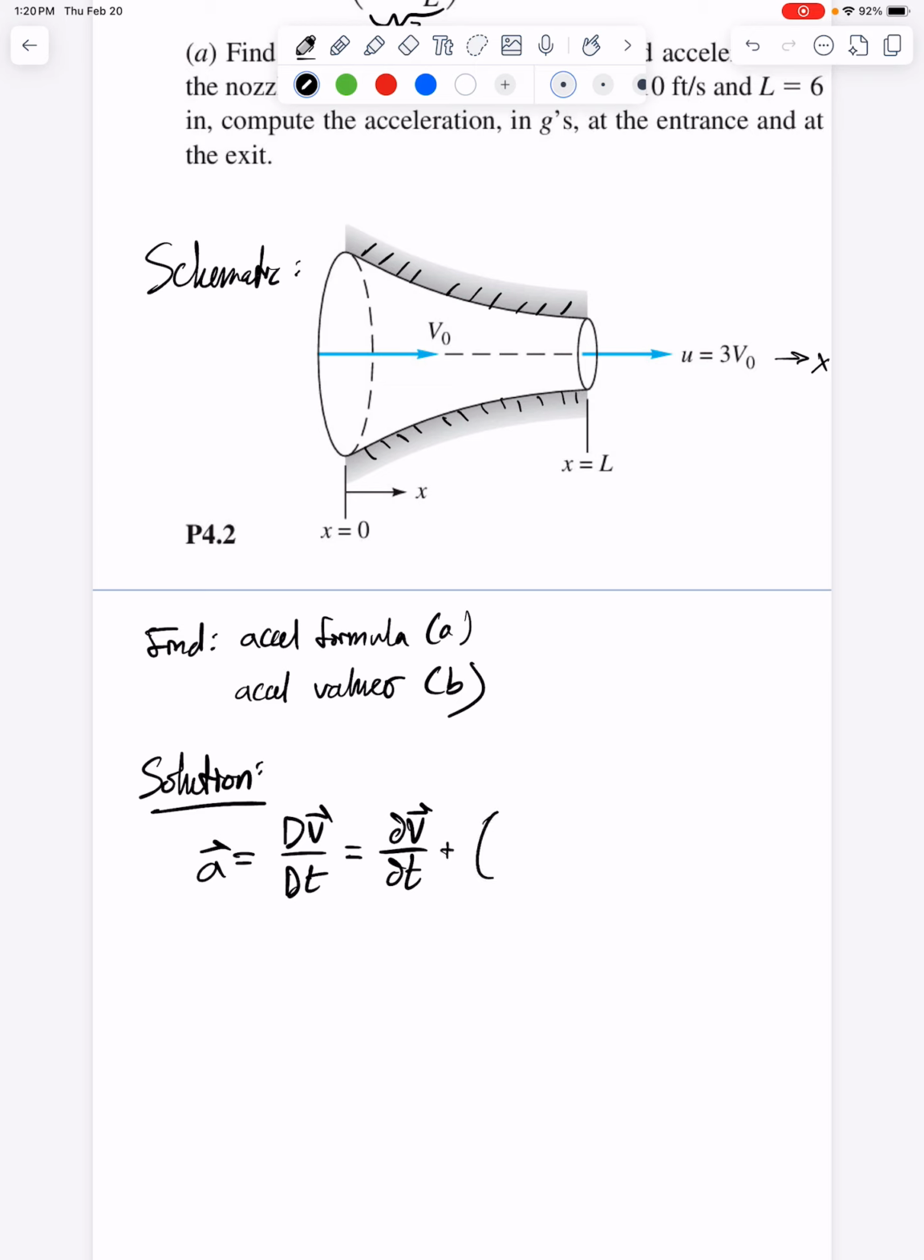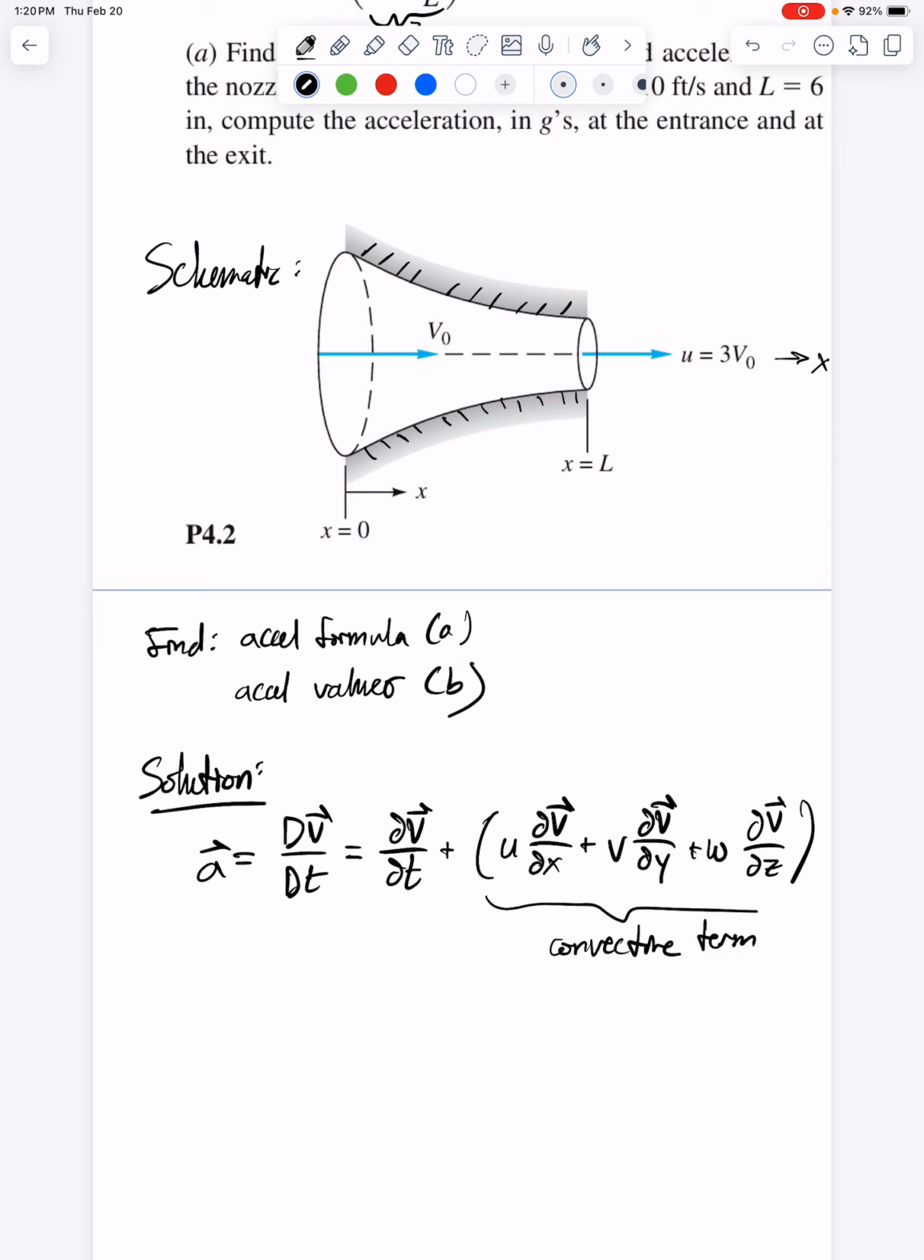The convective term is as follows: u times the x derivative of your velocity field, plus v times the y derivative of your velocity field, plus w times the z derivative of your velocity field. This is your convective term. The reason this is important is as follows. Let's talk about the time derivative in regards to this nozzle problem. When I first start pushing flow through the nozzle, the inlet velocity is not V naught, it's probably 0 or something. So I start pushing flow through it so that inlet velocity goes from 0 to V.